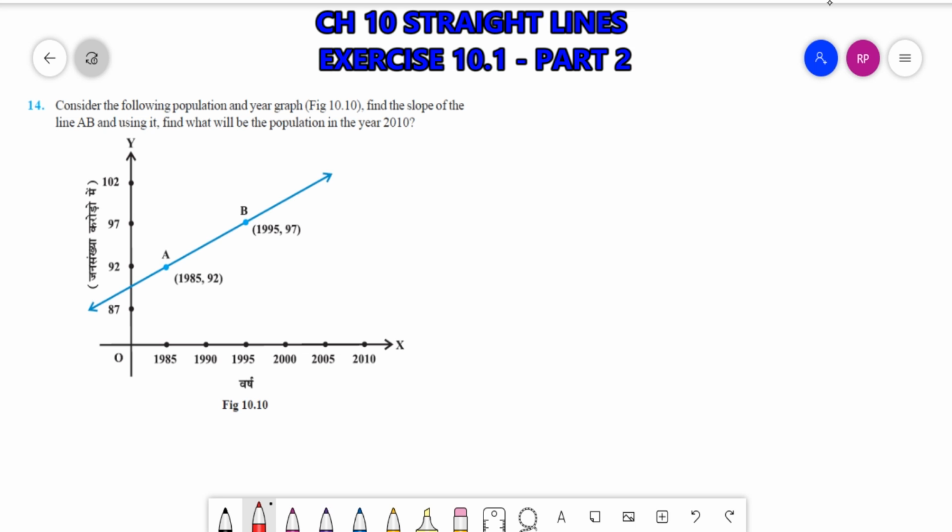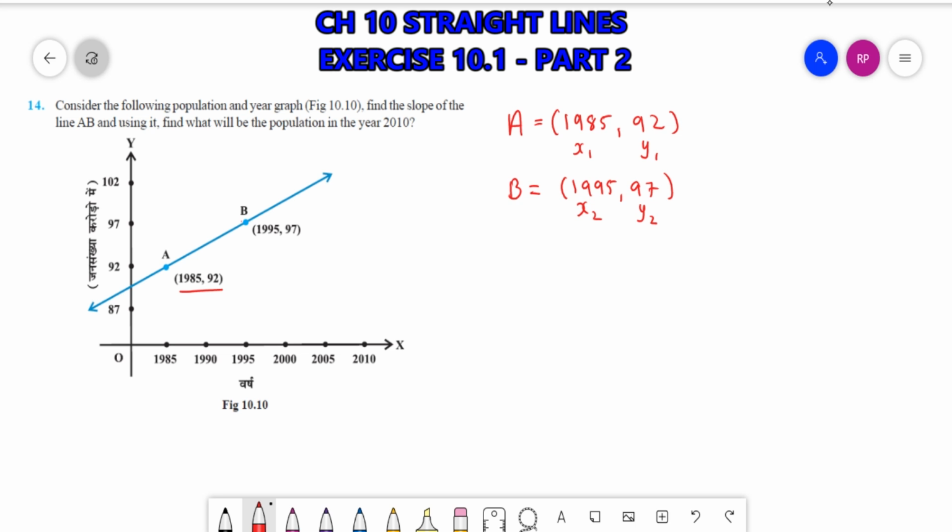Okay. So now see here, there are two questions asked. First, you have to find out the slope of AB. Then you have to find out the population in the year 2010. Let's write down first point A here. It's 1985, 92. So point A is 1985 and 92. Let's take this as x1 and this as y1. Point B, that is 1995 and 97. Let's take this as x2 and this as y2.